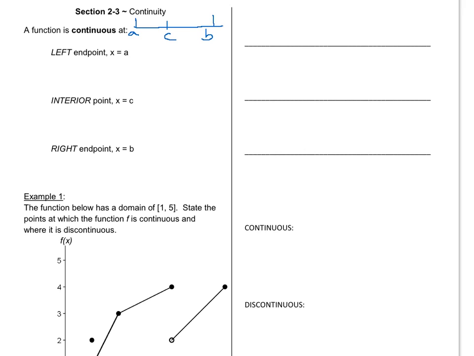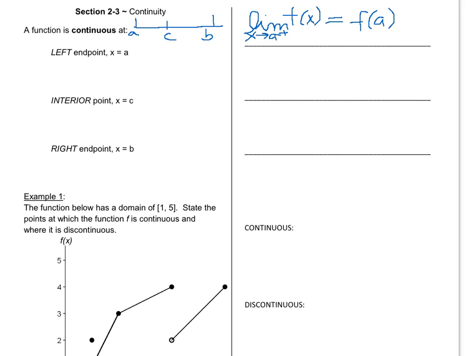So we're going to start off with talking about continuity at a left endpoint, x equals a. A function is going to be continuous at a left endpoint so long as the limit as x approaches a from the right, so this is a left endpoint, you can only approach the number from the right, and that has to equal f of a. Okay, so we're saying that the limit exists as you approach it from the right, and we're also going to say that the function itself exists.